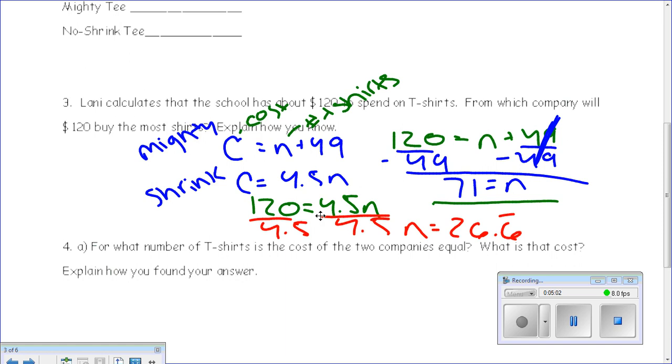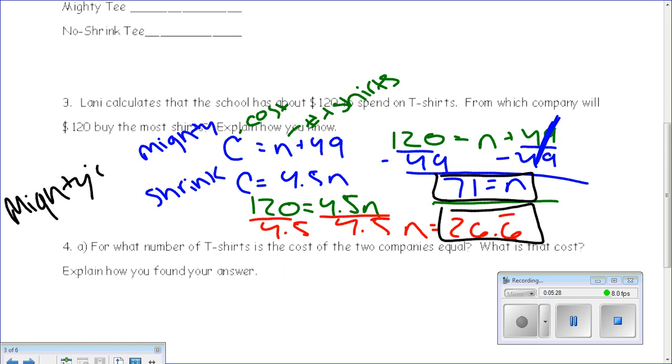So, in their question, from which company will $120 buy the most t-shirts? Well, when they're both given $120, who will get the most? Blake? Mighty T will, exactly. No Shrink has 26, and Mighty T has 71. So we can say Mighty T will have the most. Awesome.